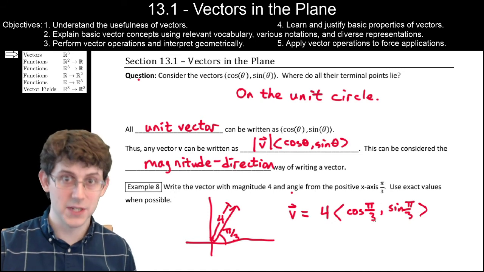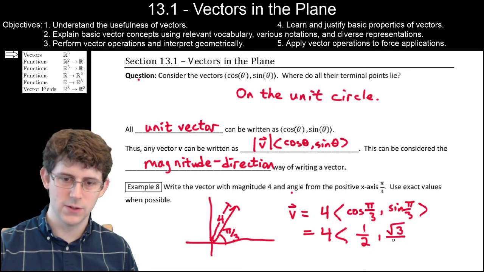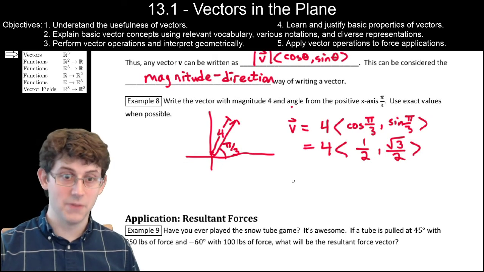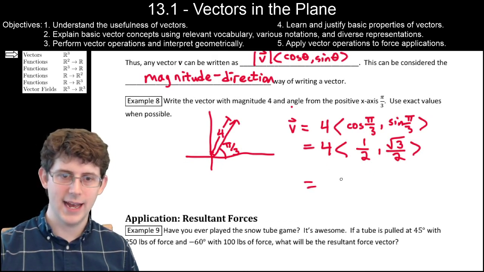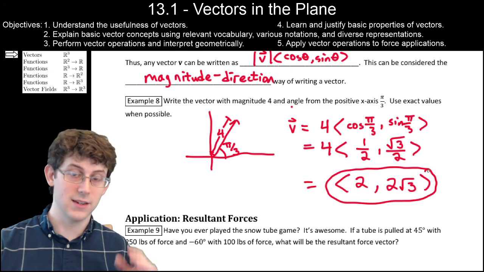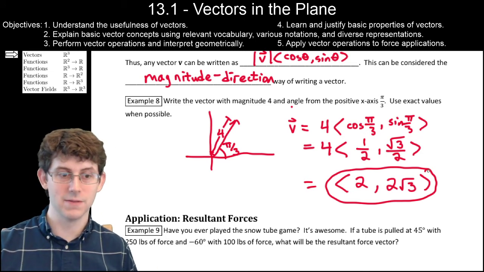Then we can find cosine pi over 3 and sine pi over 3. Cosine pi over 3 is a half. Sine pi over 3 is square root of 3 over 2. Once I get this scaled up by 4, I'll have my final answer. 4 halves, that's 2. And 4 square root of 3 over 2s is 2 root 3. So here's the vector that goes in the direction pi over 3 and with magnitude 4, written in component form.